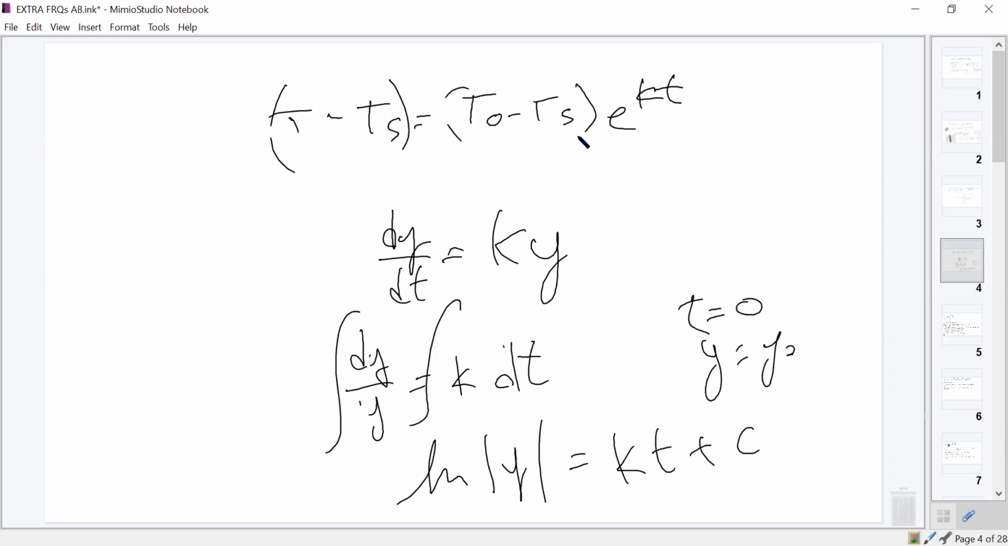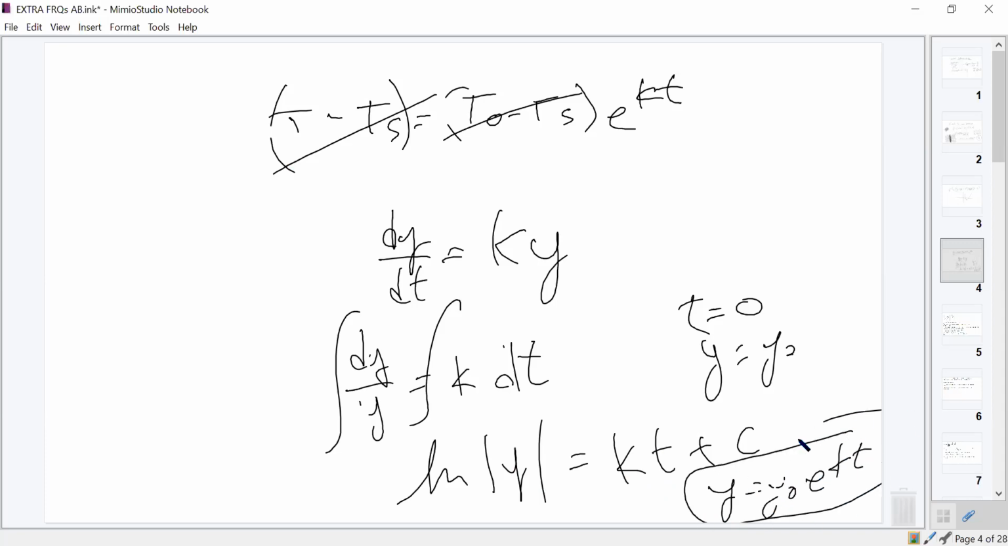Well, same thing here. When t equals 0, the temperature of the surrounding stuff is as far away as possible, but it's still the initial temperature minus the surrounding temperature. So the T naught and the T sub s will cancel out when you plug in your initial condition. And so this ends up becoming a constant of natural log of y naught. And when you end up solving it, it becomes y equals y naught e to the kt.